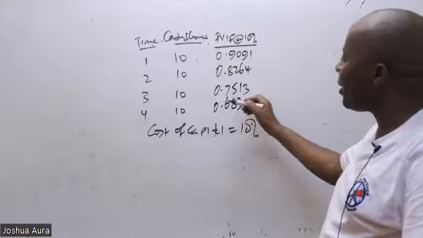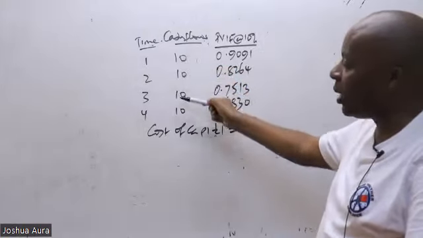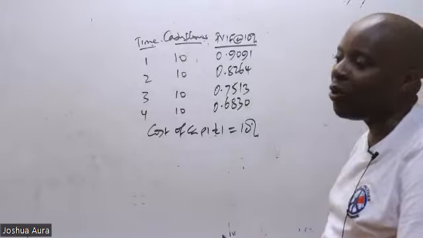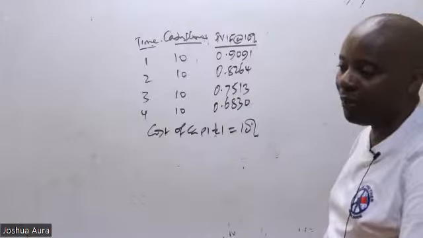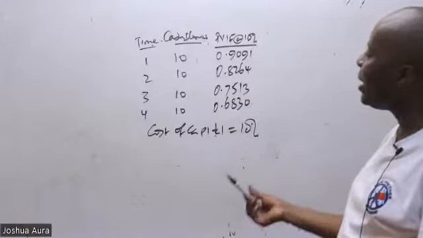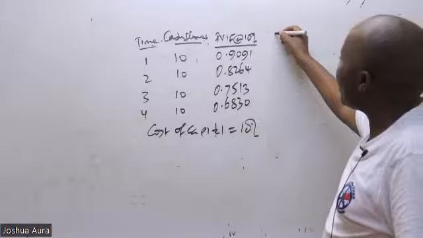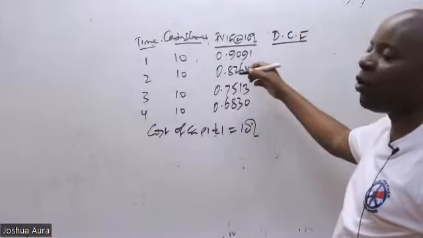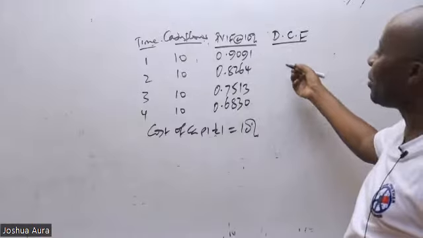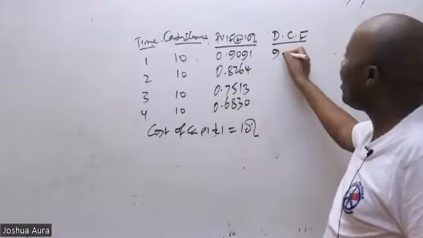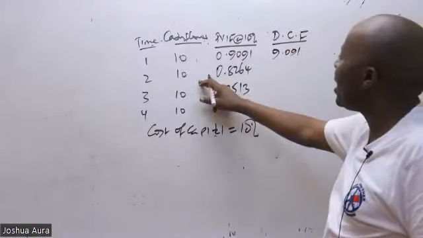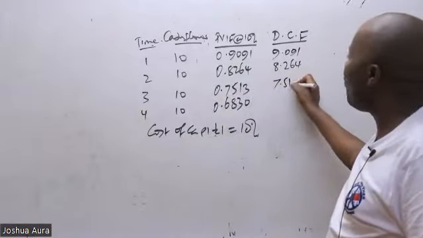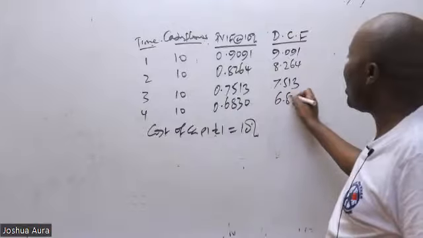So I know some bright students will ask me, but these are regular now. I also know that, but there is something that I would want us to experience, a eureka moment, a discovery moment. So if that is the case, could you kindly come here and create a column for DCF, discounted cash flows? And this time around, I want many decimal places. So 10 times this gives me 9.091. 10 times this gives me 8.264. This gives me 7.513. This gives me 6.830.